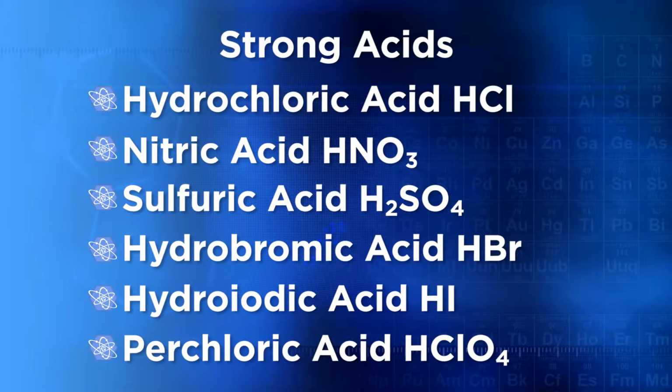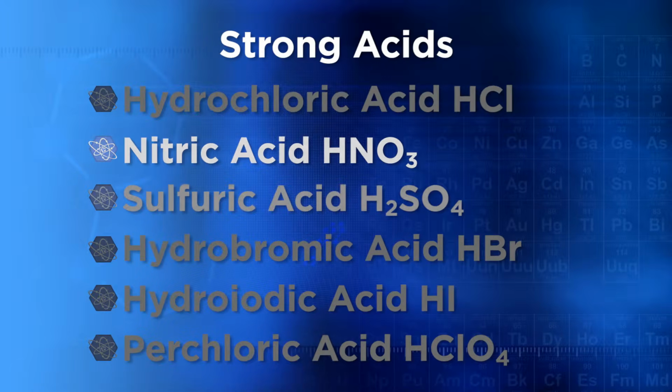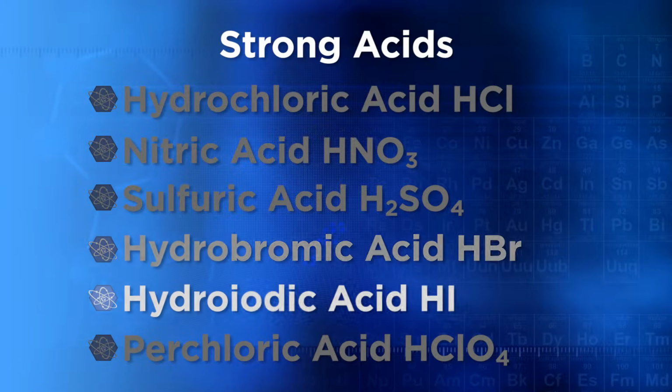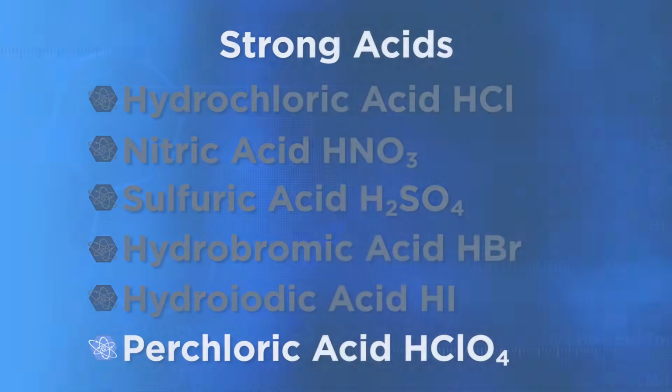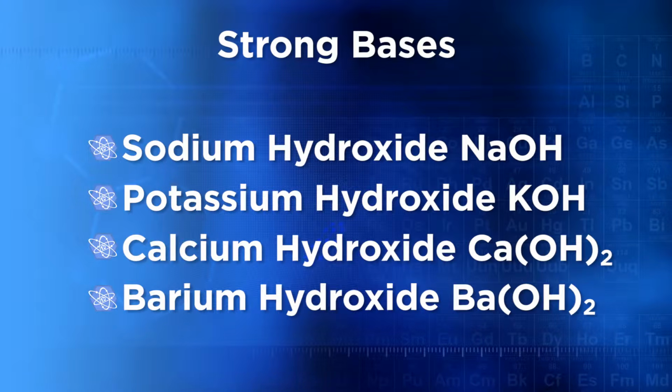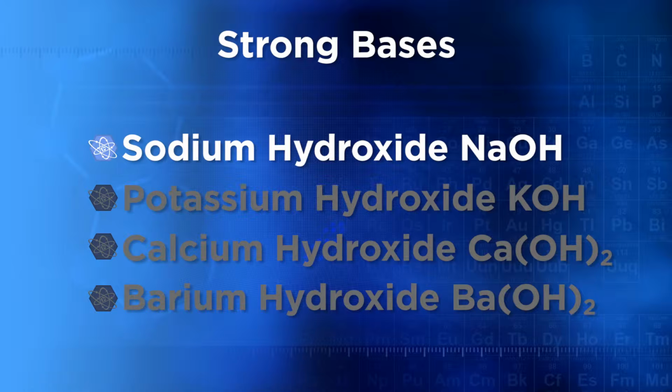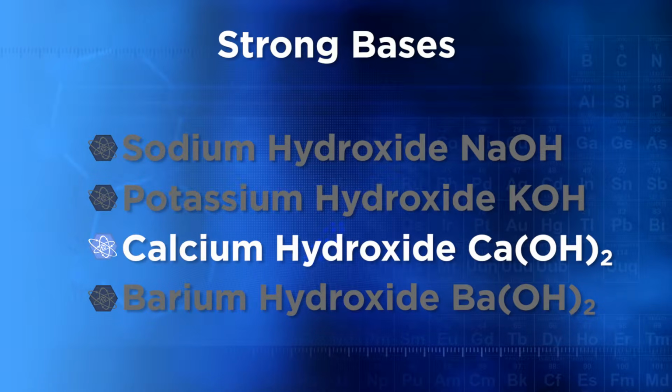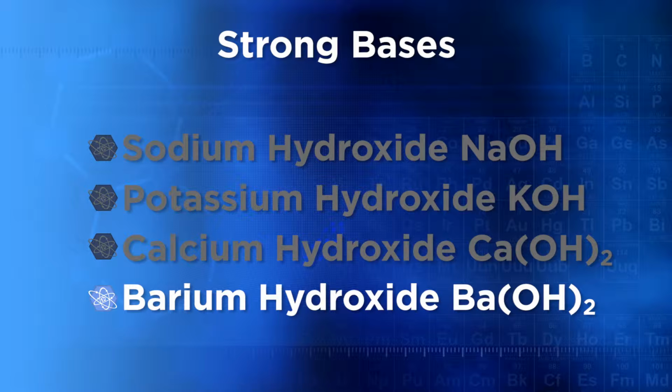Being a strong or weak acid is not related to its concentration. A strong acid or base is one that's 100% ionized in water and therefore can be thought of as a strong electrolyte. There are 6 acids that are typically referred to as strong: hydrochloric, nitric, sulfuric, hydrobromic, hydroiodic, and perchloric acids. The strong bases are those that contain the alkali metal and heavier alkaline earth metal hydroxides, such as sodium hydroxide, potassium hydroxide, calcium hydroxide, and barium hydroxide.